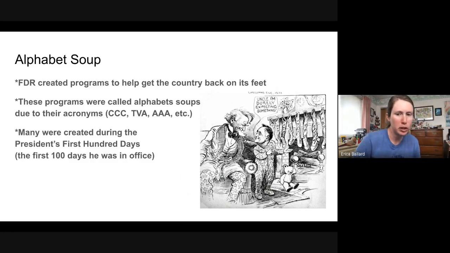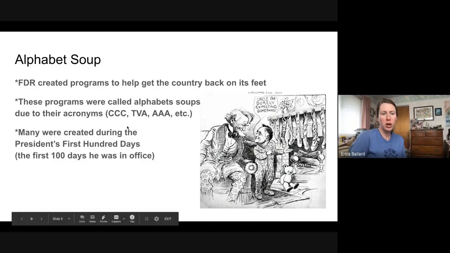So the video showed you that in his first 100 days that he was president, Franklin Roosevelt passed hundreds of pieces of legislation to get the country back on its feet. So we talked about on Wednesday how Herbert Hoover just wanted to leave things alone. Franklin Roosevelt was the opposite. He was trying to get the country working by creating lots of new agencies to help people, new ways to regulate the economy, new ways to help farmers. So he was creating all these different organizations to help people.